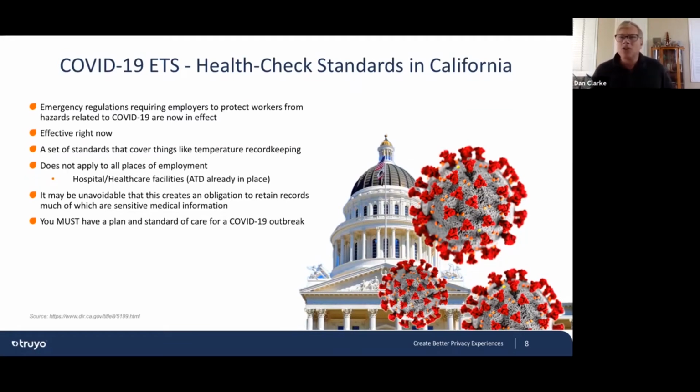I think because you're required to have records in place, because you have that obligation, because you have to have a response plan, you have to cooperate with contact tracing. I think you're in a position where you need to keep these records. What do you think, Michael?